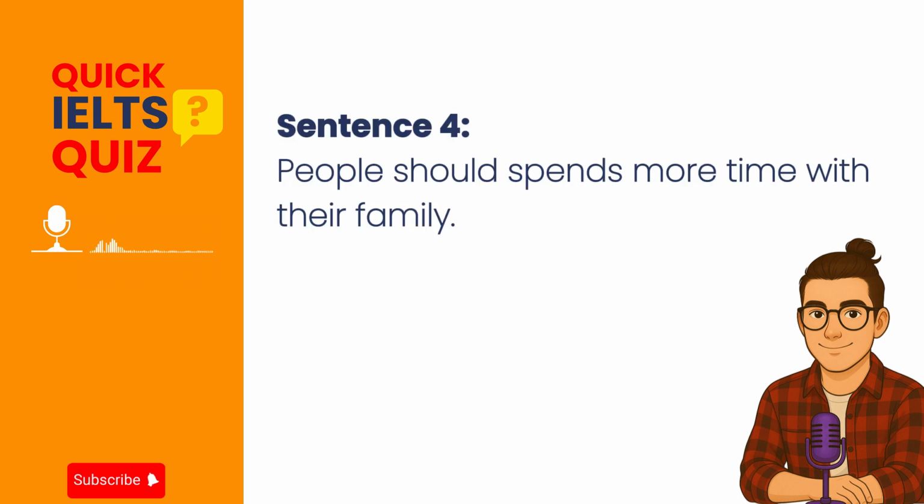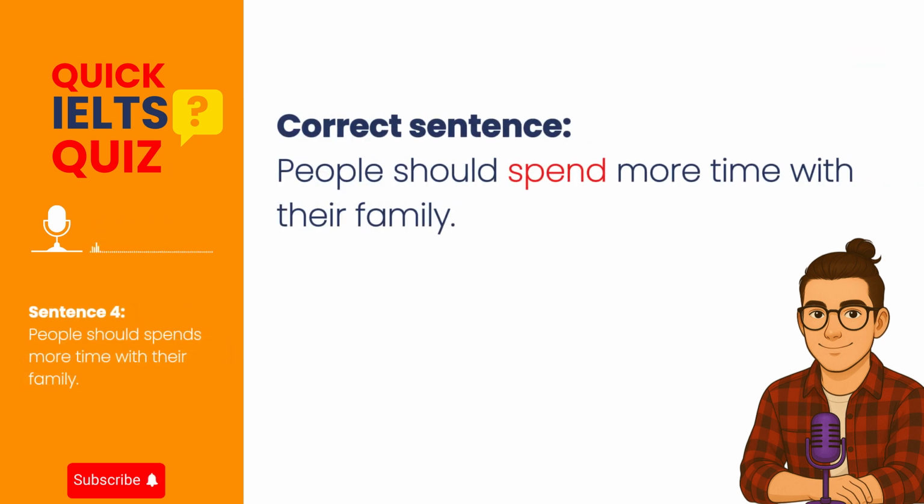Sentence 4. People should spend more time with their family. You have 5 seconds. Let's break it down. The problem is with the verb spends. After modal verbs like should, we always use the base form of the verb, not the S form. So instead of should spends, it should be should spend. The full corrected sentence is, people should spend more time with their family.